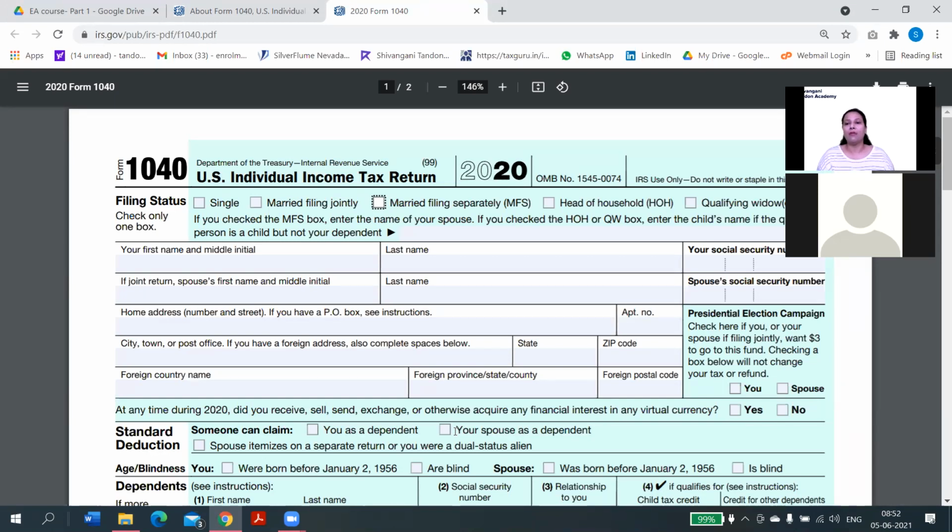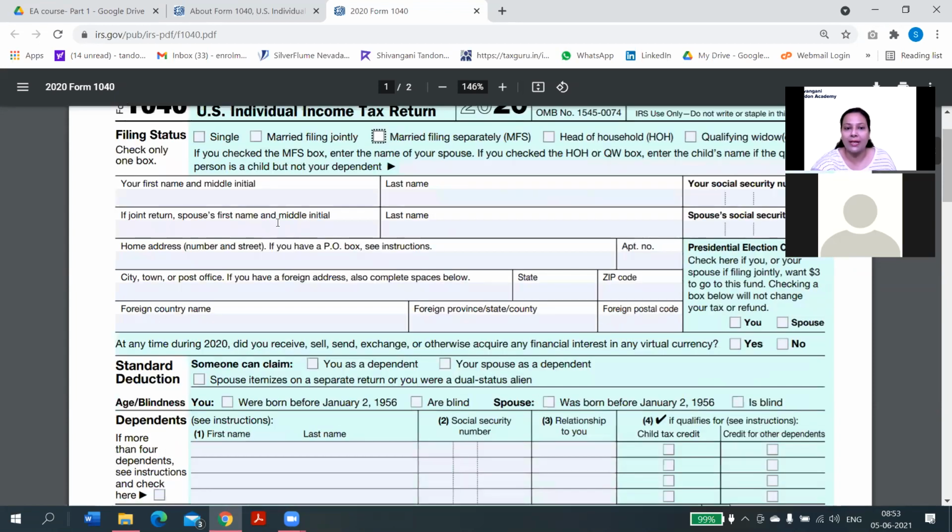Last one is qualifying widow. This is for the people who got the widow status in the current year. Okay. So we'll understand these five filing status now through the slides. Next, I'll just walk you through the form before we move to the slides.